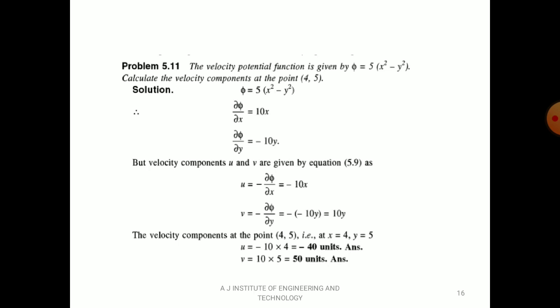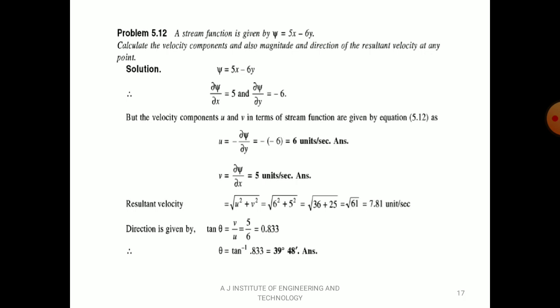So the velocity components at the point 4 comma 5, that is at x equal to 4, 4 corresponds to the x value, 5 corresponds to the y value. Just substitute. We have the expression u equal to minus 10x. In place of x you substitute 4, so minus 10 into 4, that is equal to minus 40 units. v equal to 10 into 5, y value is 5, just substitute in place of y as 5, 10 into 5 equal to 50 units. That's the answer. This is the second problem.